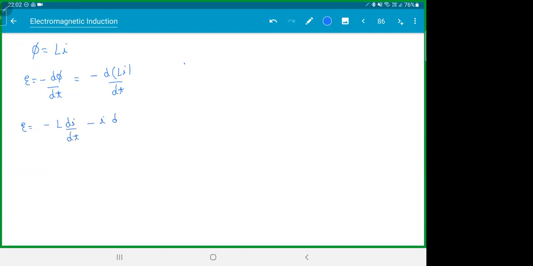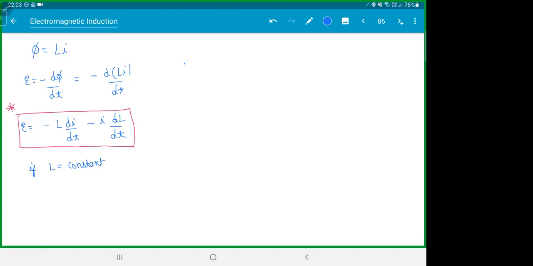Minus L dI by dt. Chain product rule. Everyone writes E is equal to L dI by dt, but there's a catch. Be careful. If L is constant, this is just like F is equal to dp by dt, Newton's second law.